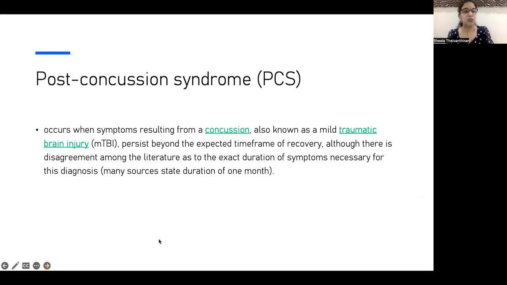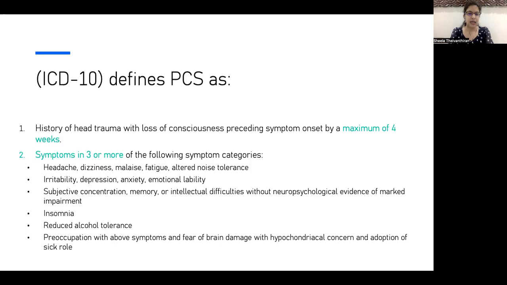So what is post-concussion syndrome? It results from a concussion, also known as mild TBI, and it persists beyond 1 month. Some literature says 3 months, but most of the time people are changing it to more than 1 month now. So what does ICD-10 say? It lasts for a maximum of 4 weeks, with a history of head trauma, loss of consciousness, and any symptoms after that lasting for a maximum of 4 weeks.